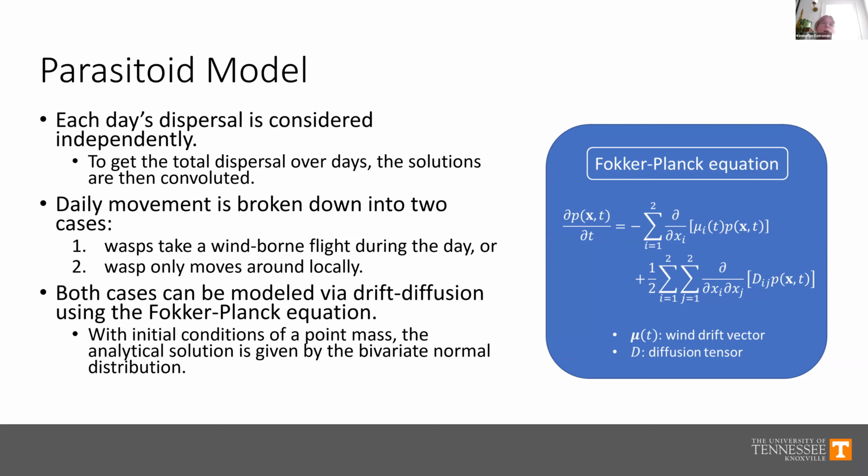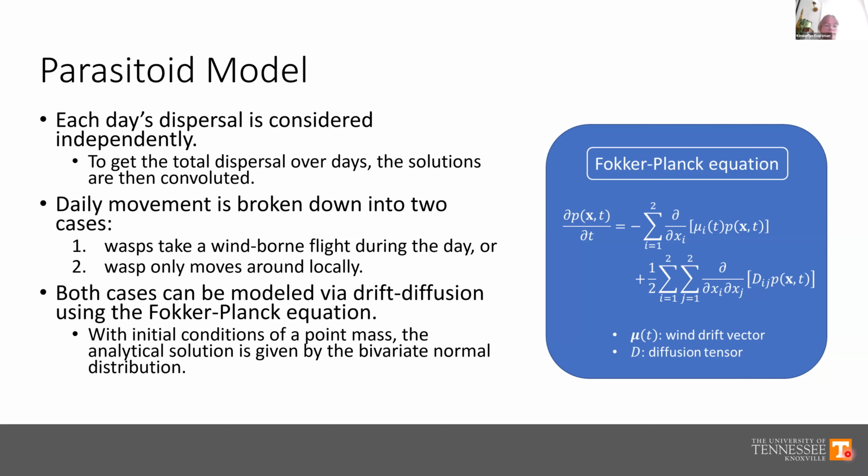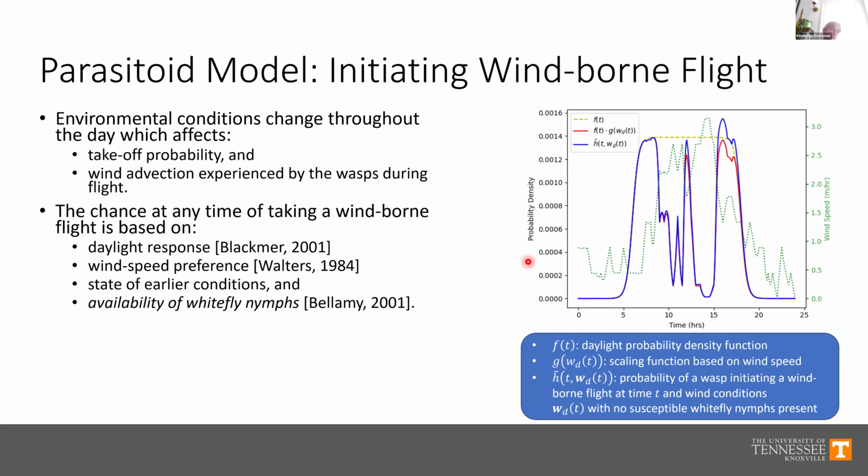And so what we know about the Fokker-Planck equation is if we have initial conditions of a point mass, which we do because remember, we're releasing it from that little vial, so releasing it from just that one little point, then we know the analytical solution is given by the bivariate normal distribution. So the interesting part of this is, for both of these cases, we know the solution, we need to figure out which one of the cases we have.